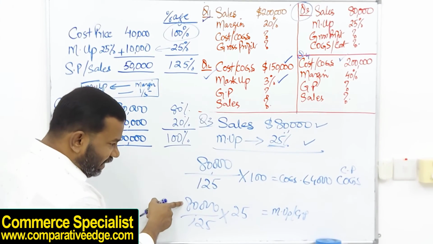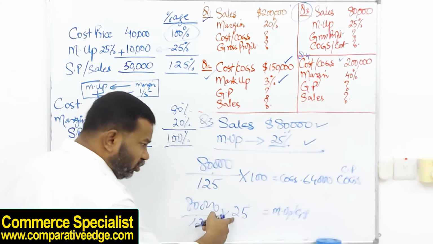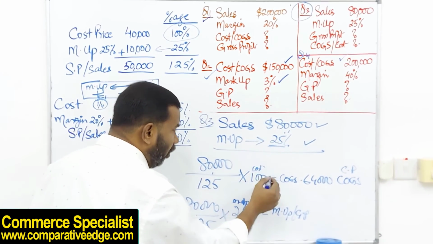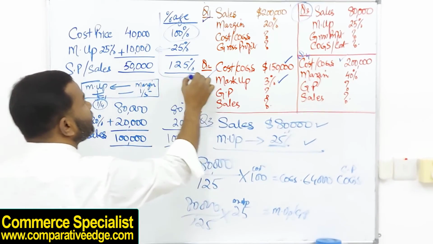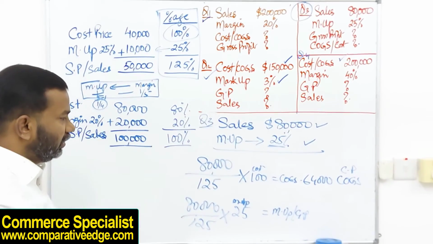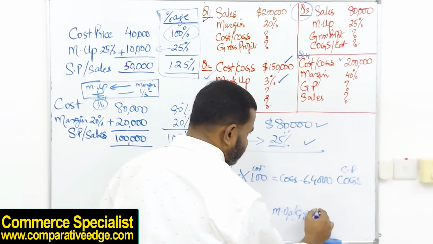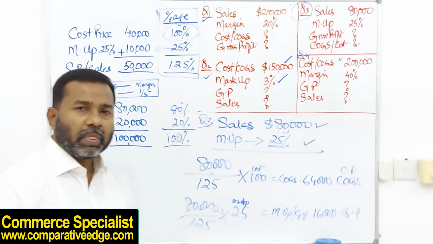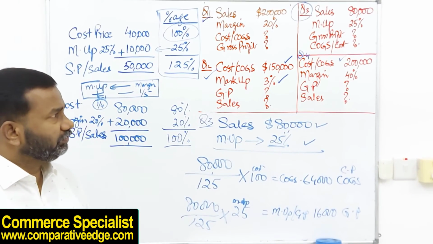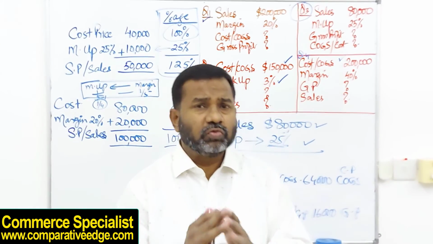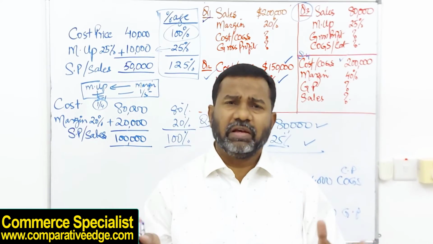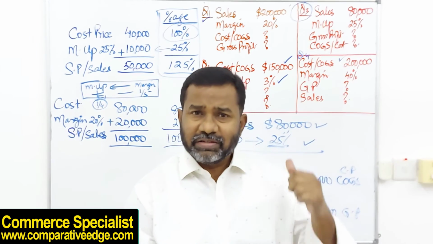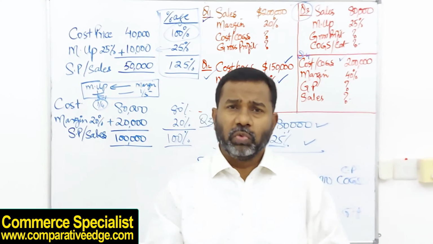And the same 80,000 divided by 125 into 25, which is your markup. And this is your cost. How do I know? From this. So you will get how much? 16,000, which is your gross profit. I hope this is understood. Please remember, markup and margin is very important in many accounting areas, whether it be financial or management accounting. You will come across this. Understand them now so that you are able to do well in future.